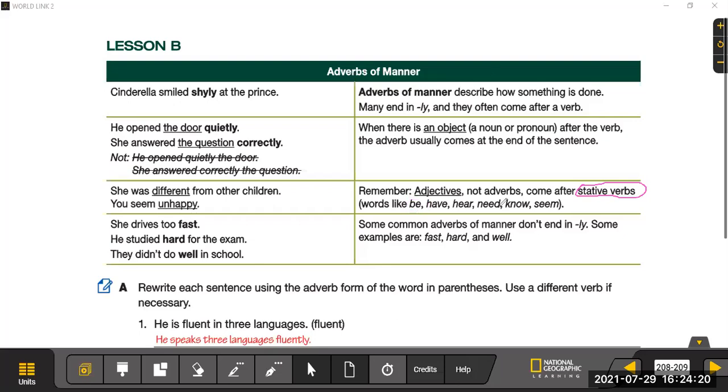Remember that when we are talking about the five senses, those are stative verbs. Cuando hablamos de los cinco sentidos, esos son stative verbs. Hear, touch, taste, decide, okay. The other, no me acuerdo el otro. But when we are talking about the five senses, those are stative verbs. So remember, when the verb can't be used with ing, those are stative verbs, right?